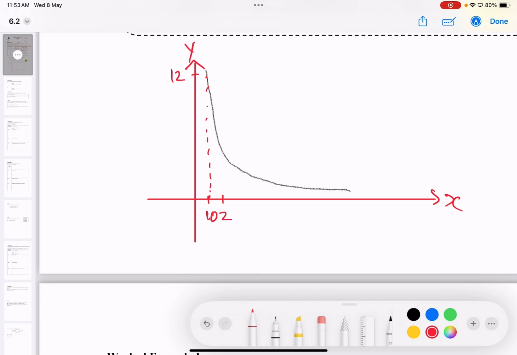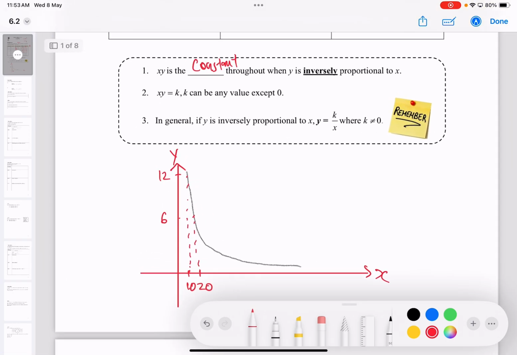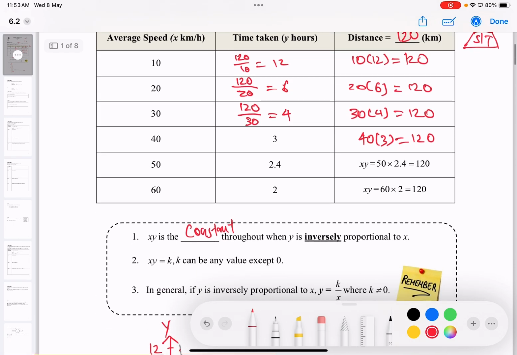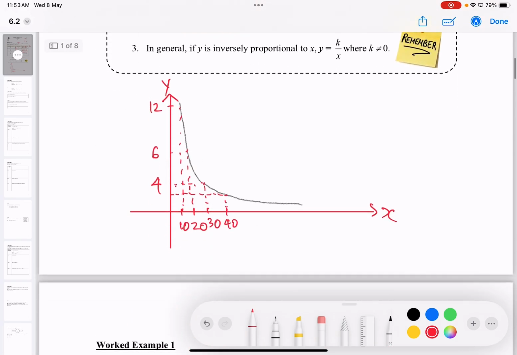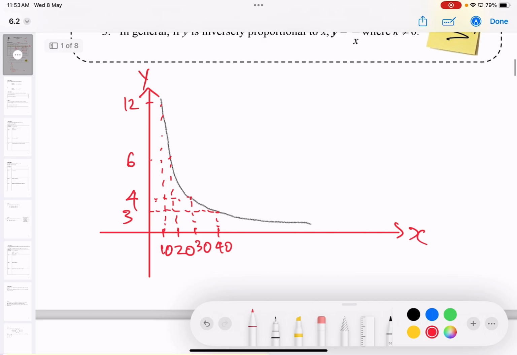And if I increase x to, let's say, 20, I can make y 6. Can you see that? If you were to plot out the next one, when x is 30, if you draw some dotted lines, you will see that y is 4. And maybe let's do one more. When x is 40, y is going to be 3. So our shape of the inversely proportional graph is going to look something like that.